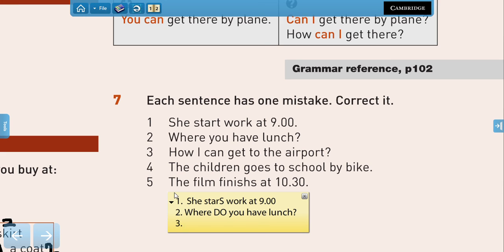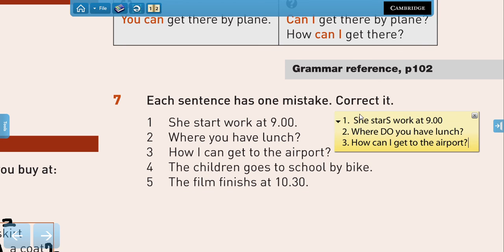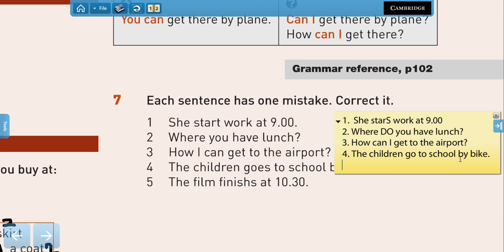Number 3 is a problem of order. We say, how can I get to the airport? Don't forget to include all the steps of questions. Number 4, the children go to school by bike. Remember that the word children is plural, so we talk about they. The children, they go to school by bike. And then the last one, the film finishes at 10:30.